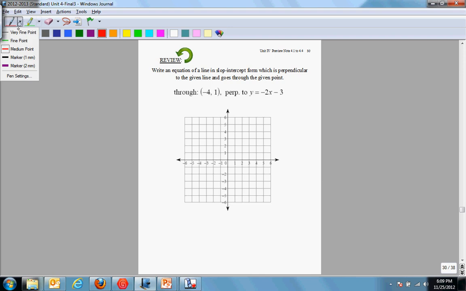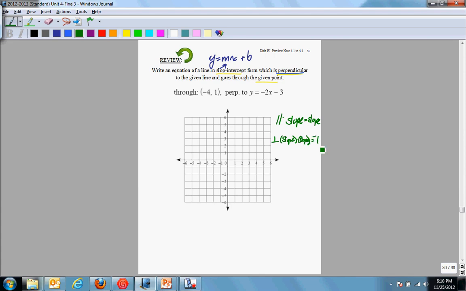Let's do a quick recap problem. You've seen this before. It says we want to write an equation of a line in slope-intercept form, which is perpendicular to the given line and goes through the given point. Slope-intercept, of course, is y equals mx plus b. And for slope and perpendicular, let's write this in the margin. We know for parallel lines, slope equals slope. And for perpendicular lines, slope times slope must equal negative 1.